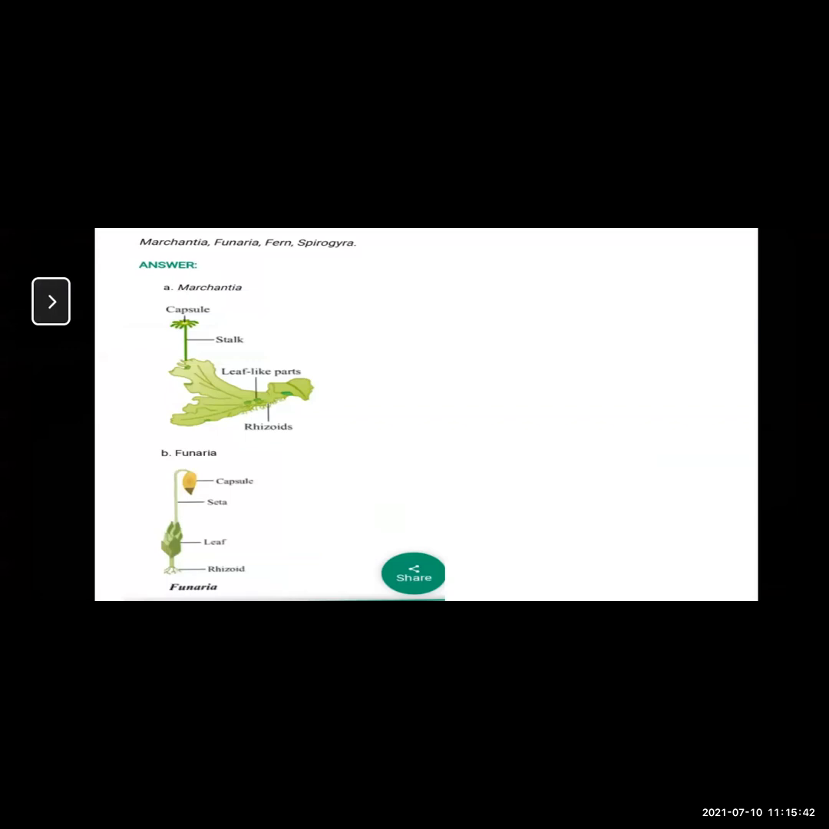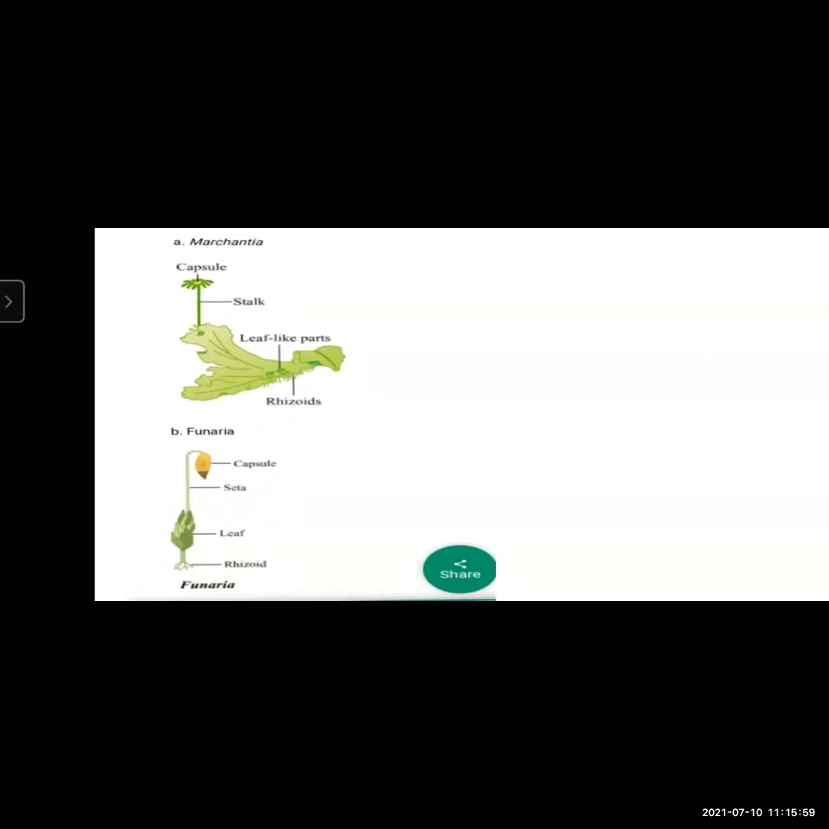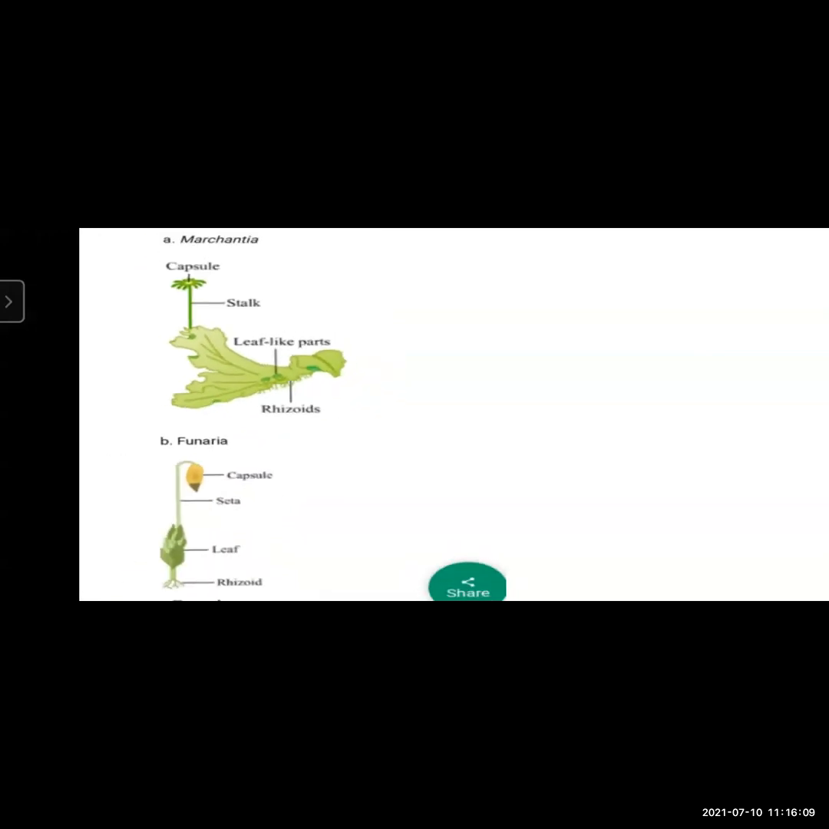So the next question is, sketch and label the figures of the following plants and explain them in brief. So you have to draw the diagram, sketch and label in this manner. Marchantia. So you can see rhizoids, leaf-like part, stalk, and the capsule. So in this way, you have to draw the figure.